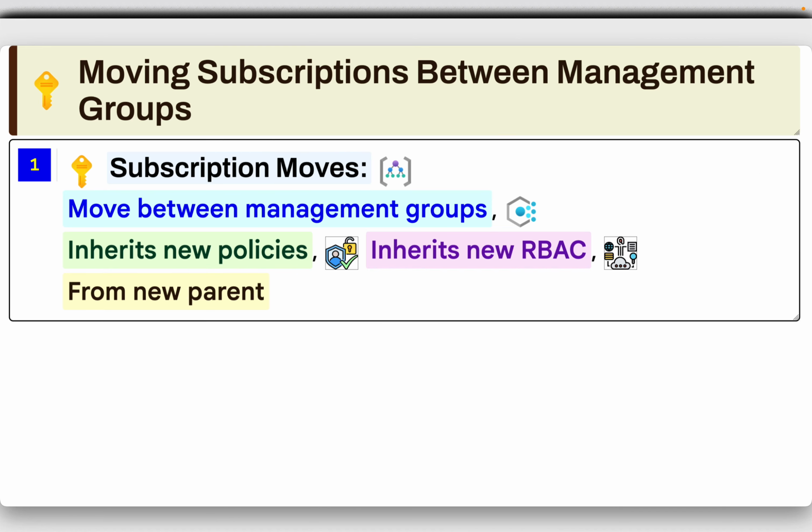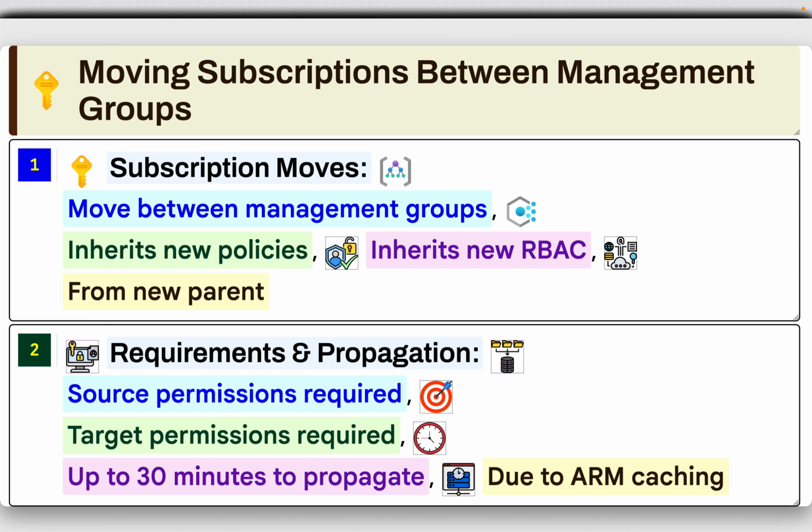So next topic is moving subscriptions between management groups. Subscriptions can be moved between management groups. When moved, the subscription inherits new policies and new RBAC assignments from its new parent management group. Both the source and the target management groups require appropriate permissions for the move. Hierarchy changes can take up to 30 minutes to propagate because of Azure Resource Manager caching.